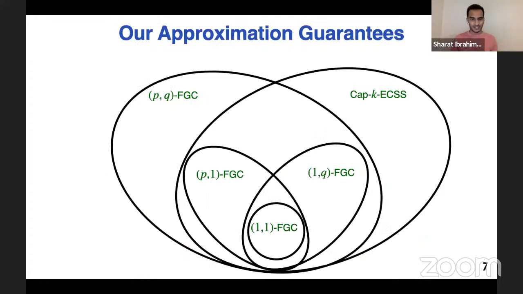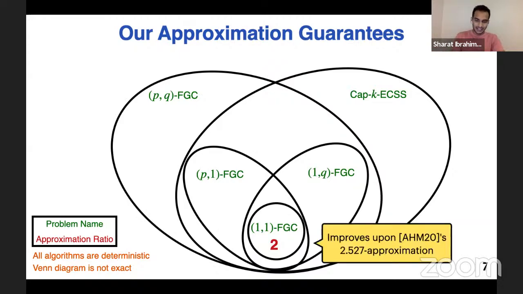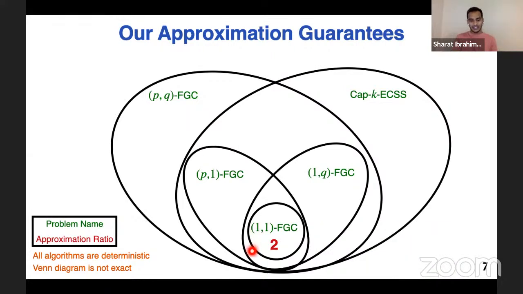Let me mention our main results in this work. I'll use a Venn diagram. This is not exact, it's just for representative purposes. And I'll denote the approximation ratio for each of these problems. For the most basic version of FGC, we give a 2 approximation algorithm. This result improves upon Adjiashvili et al.'s 2.527 approximation. I'd also like to remark that this 2 approximation matches the best known approximation ratio for the 2-ECSS problem. So for the special case of FGC when all edges are unsafe, the current best algorithm is just a 2 approximation. So we already matched that.